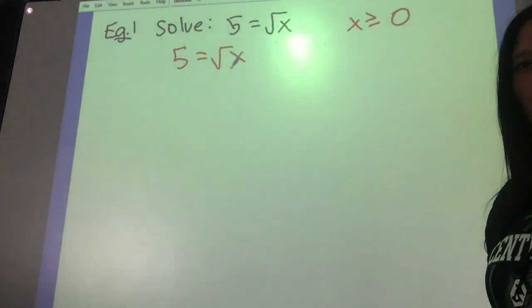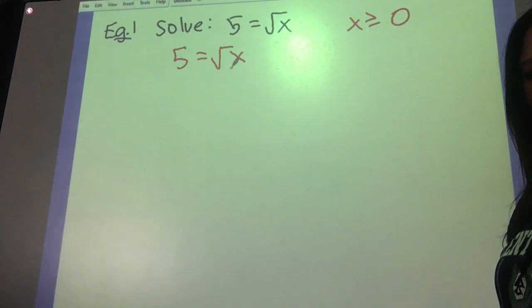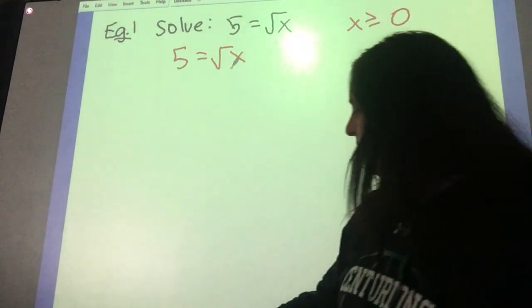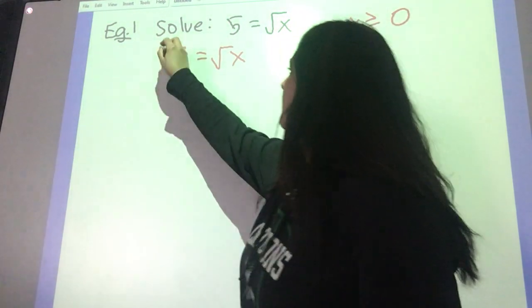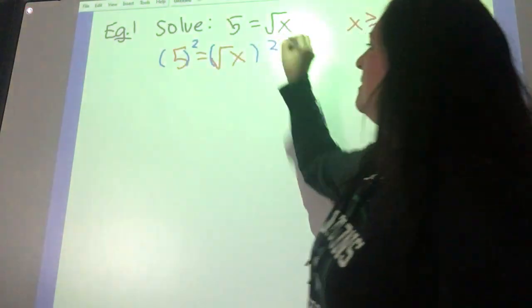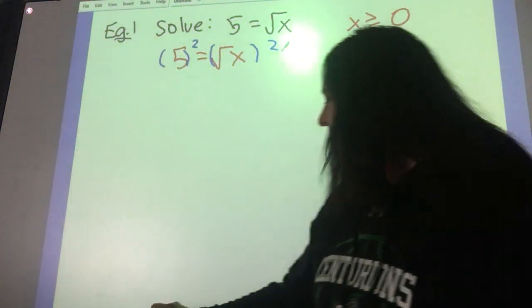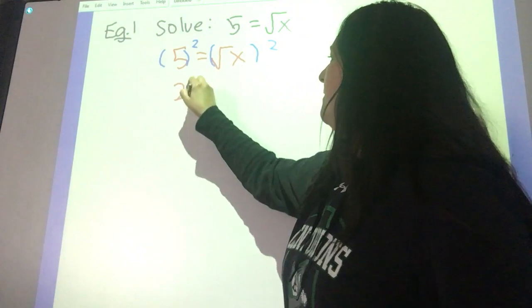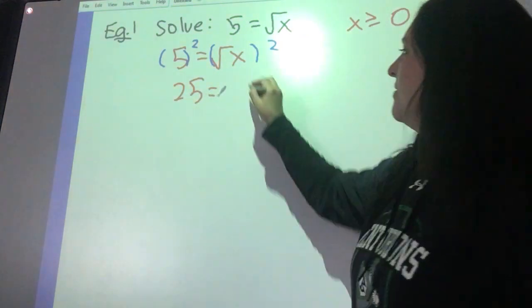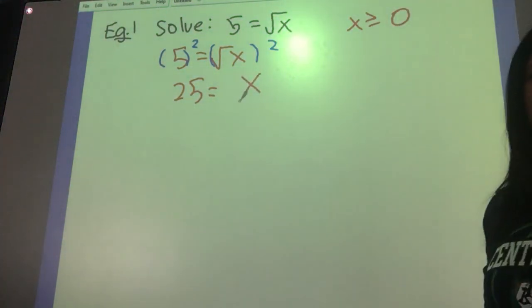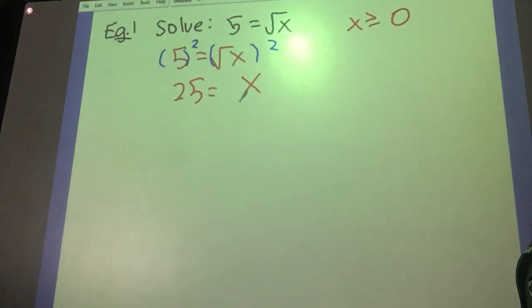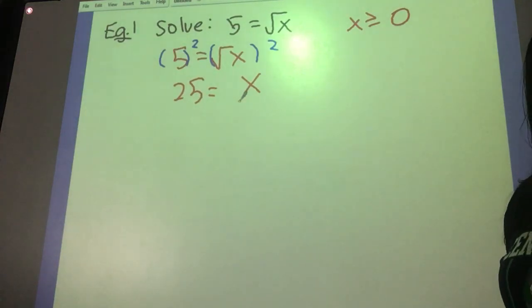Then the next step, we get rid of the radical. How do you get rid of the radical? I think we know to get rid of a radical, you square both sides. We've done some work with that in the past. So 5 squared is 25. The square root of x squared is just x. And then we're done. We've done step 3, we've solved, and now we're going to check.